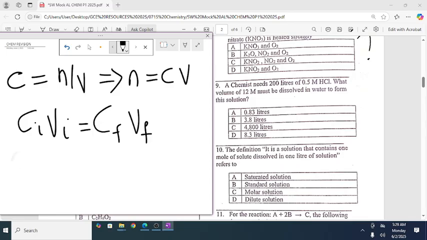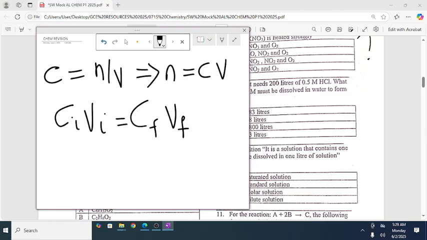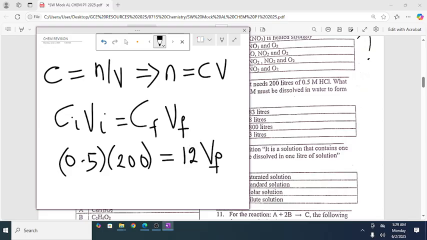The concentration is 0.5, and the volume is 200. Now this is the number of moles that the chemist needs. We now have a solution whose concentration is 12, and we need to find the volume of that solution. So your V final is just going to be 200 times 0.5, which is 100, and 100 divided by 12 should be 8.3333.